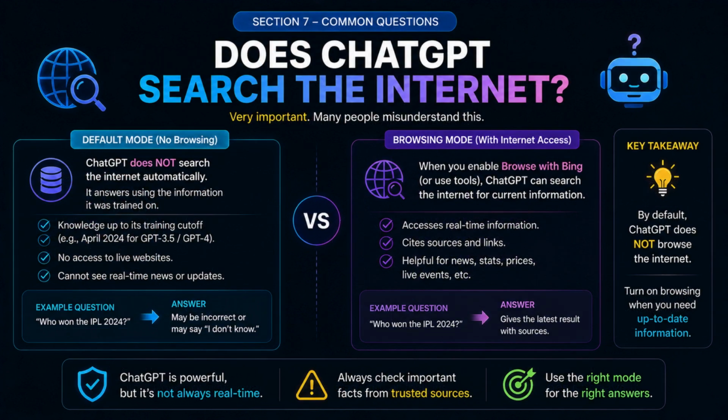Another common misconception is that ChatGPT always searches the internet before answering. In reality, that's not how it normally works. By default, it generates responses using what it learned during training. However, some versions of ChatGPT can also use web browsing tools to access current information when that capability is enabled.